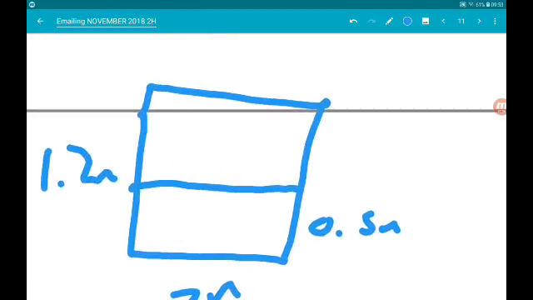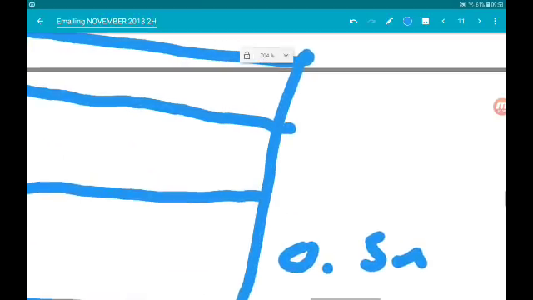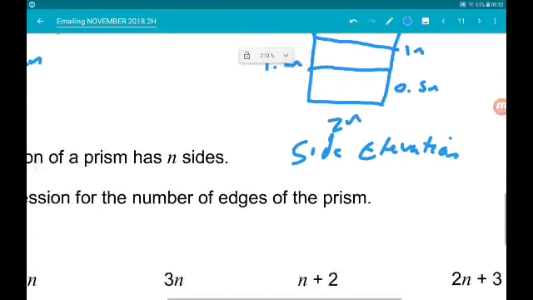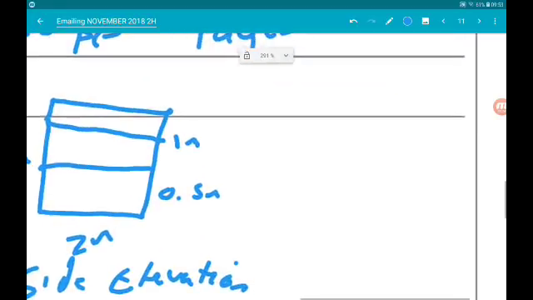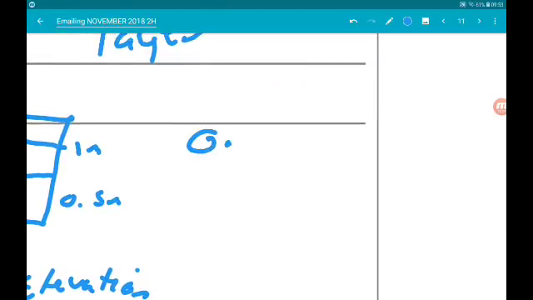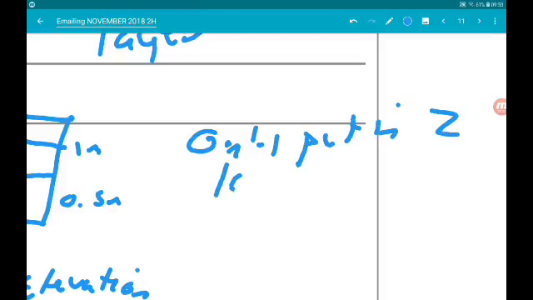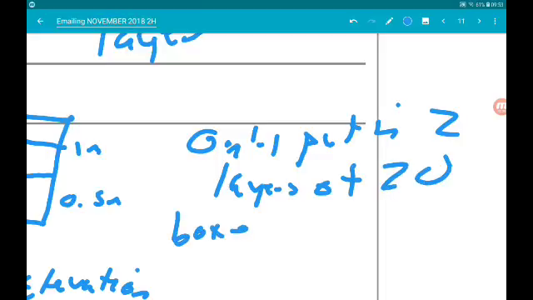So there's only room for one more layer. So that's going to take us up to a height of 1 meter. So we can only get 2 layers of, where am I going to write it? So we can only put in 2 layers of 20 boxes, which means 40 boxes. Cool.